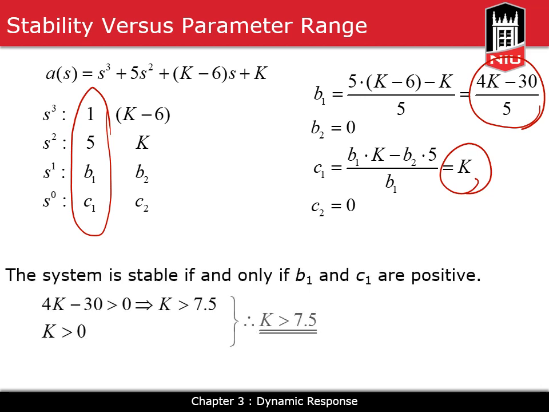So these are the two conditions that need to be satisfied. Remember, both of these must be satisfied for the system to be stable. The first condition is equivalent to K being greater than 7.5. The second one says K has to be greater than 0. Since both have to be satisfied at the same time, this is equivalent to K being greater than 7.5. That is the range for K. If K is anything greater than 7.5, our system will be stable.